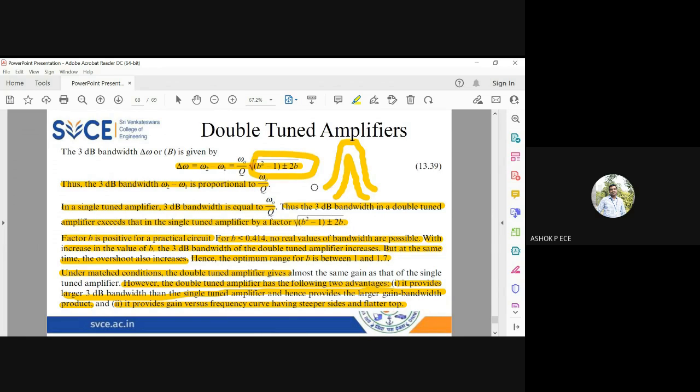But in double tune the graph is even sharper, and one thing you will observe is a very small flat top, which means it is not like your conventional common emitter where the gain will be like this. No, it will increase, it will be constant for a very short duration, and then it will reduce immediately. And why we are getting this characteristic is because of the increase in bandwidth. When the bandwidth increases, the graph is going to become broader.